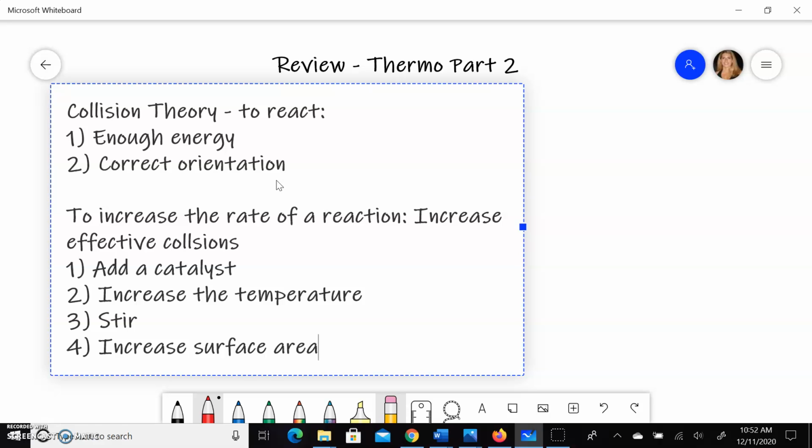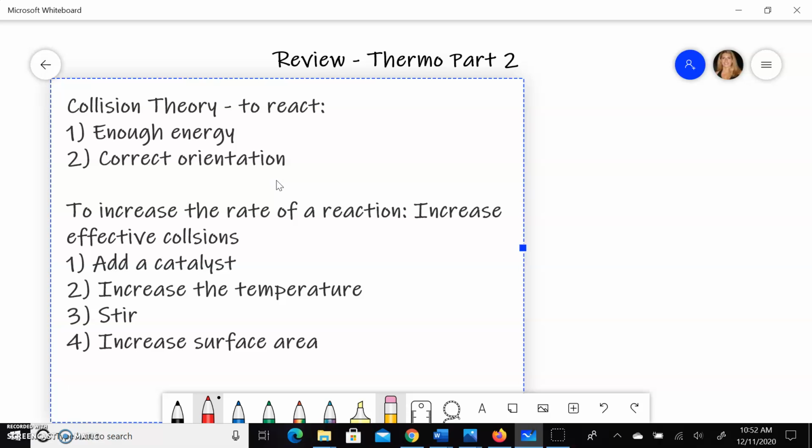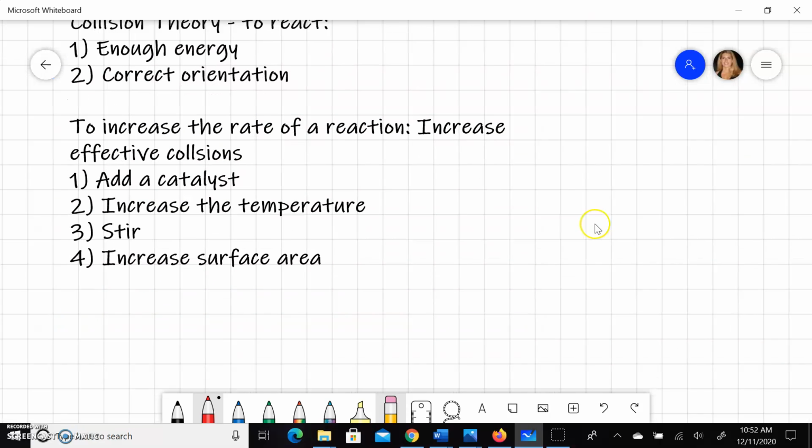So that means breaking your reactant into smaller pieces so that collisions can happen on any side of those particles. If you have huge chunks of something, then the molecules that are in the middle of the chunk are not going to have access to collisions because they're stuck in the middle. So if you make smaller pieces, then you can have more effective collisions.